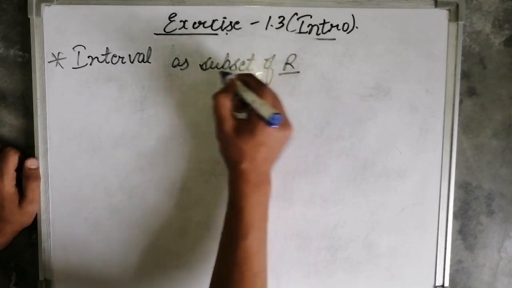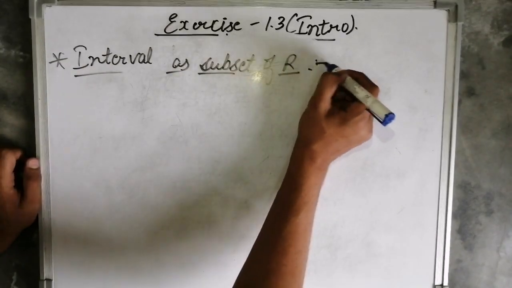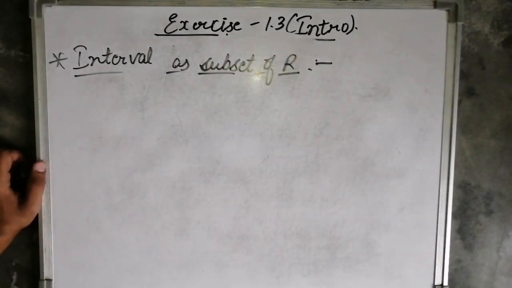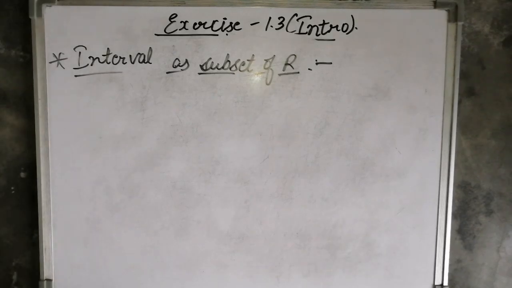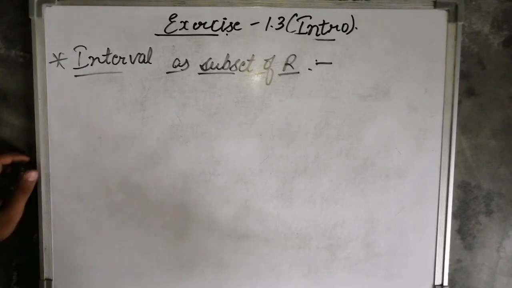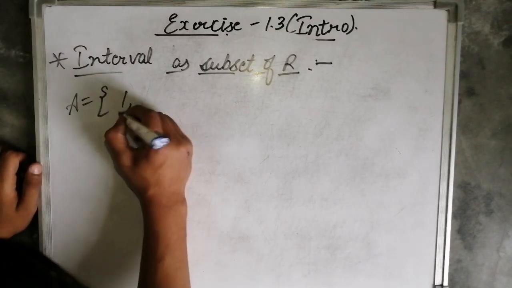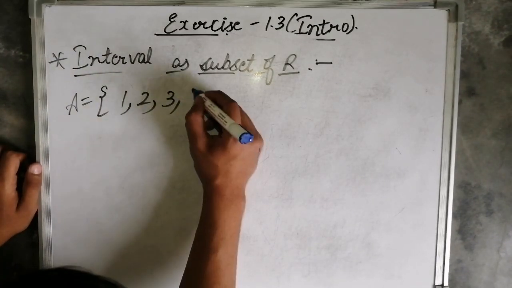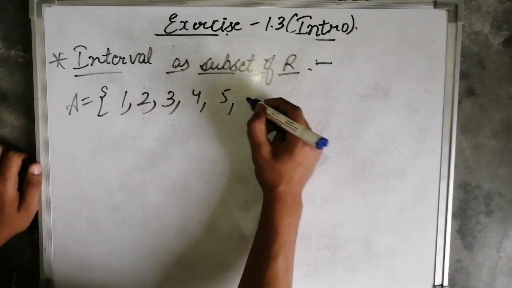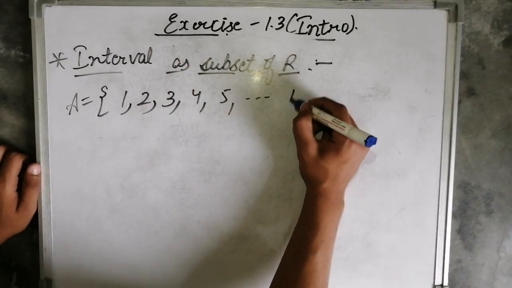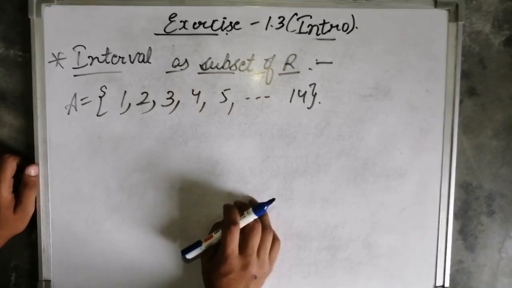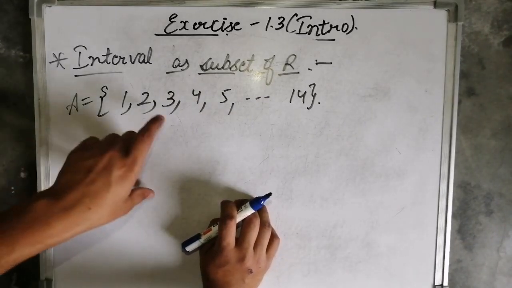Okay, let's begin. Students, let's take a few numbers, like let this be a set A equal to 1, 2, 3, 4, 5 and till 14. How will you represent this in the form of brackets?